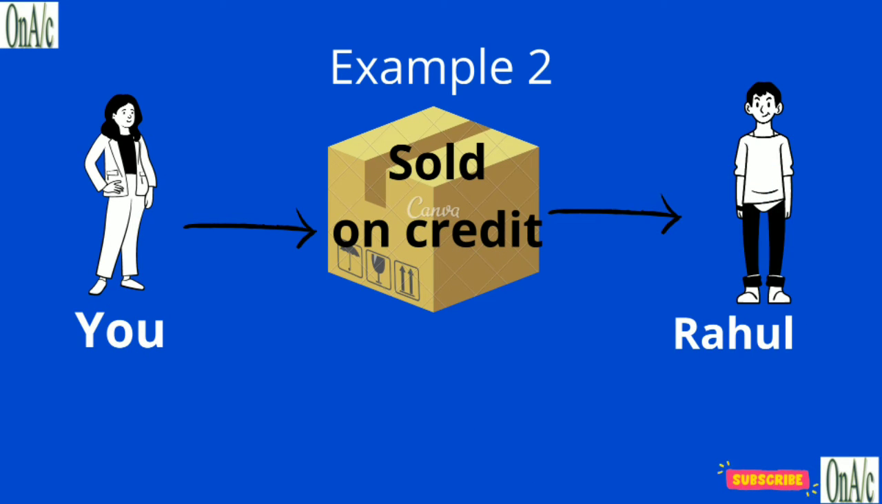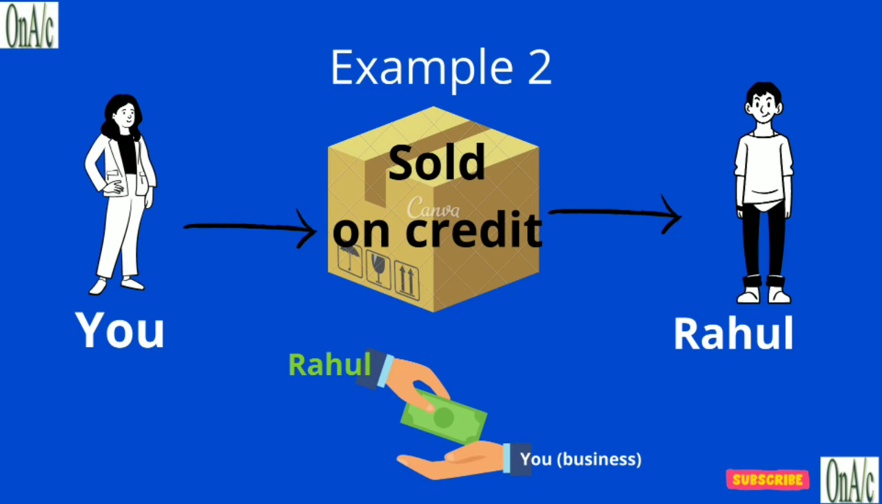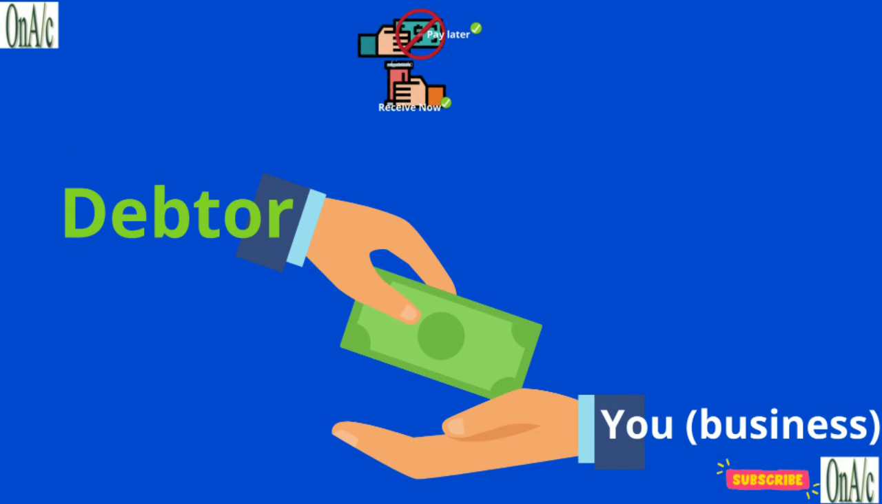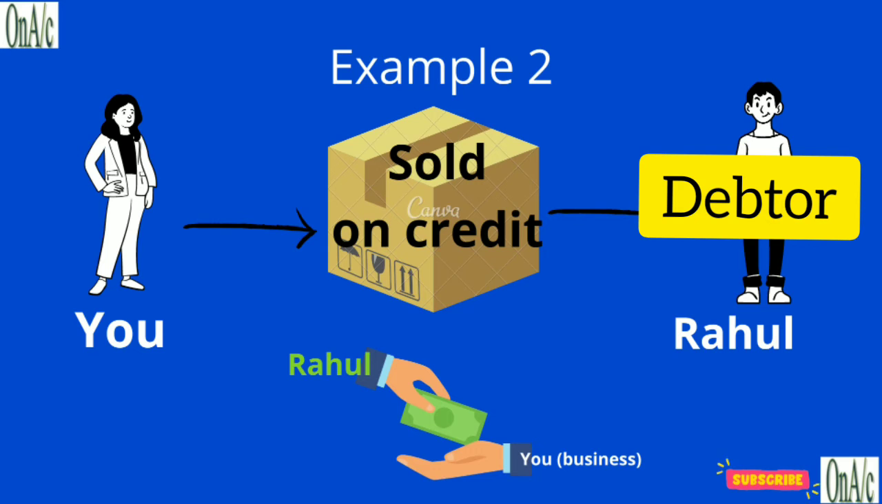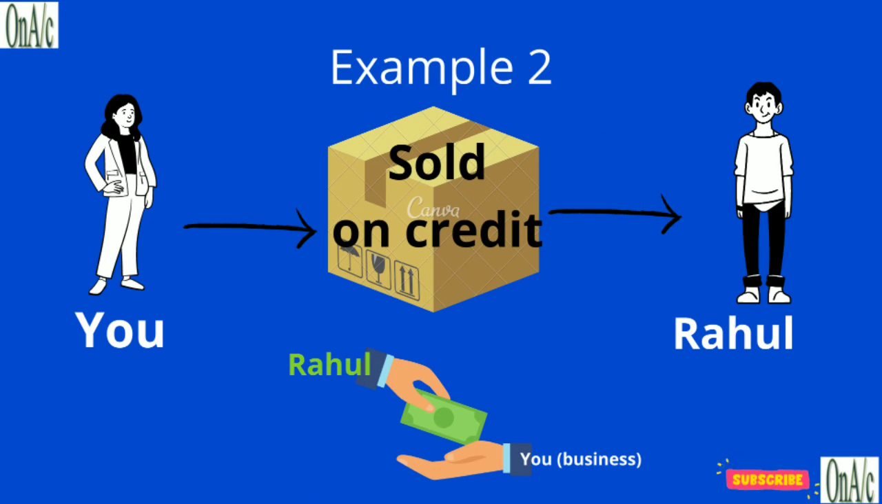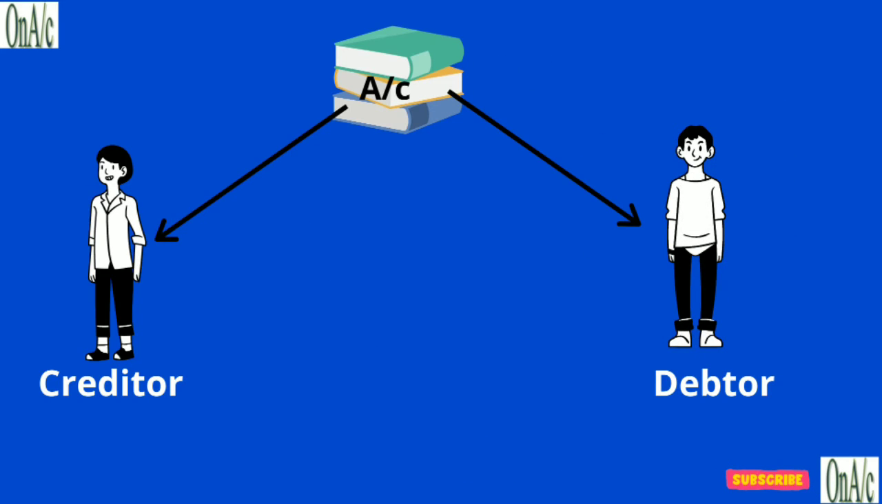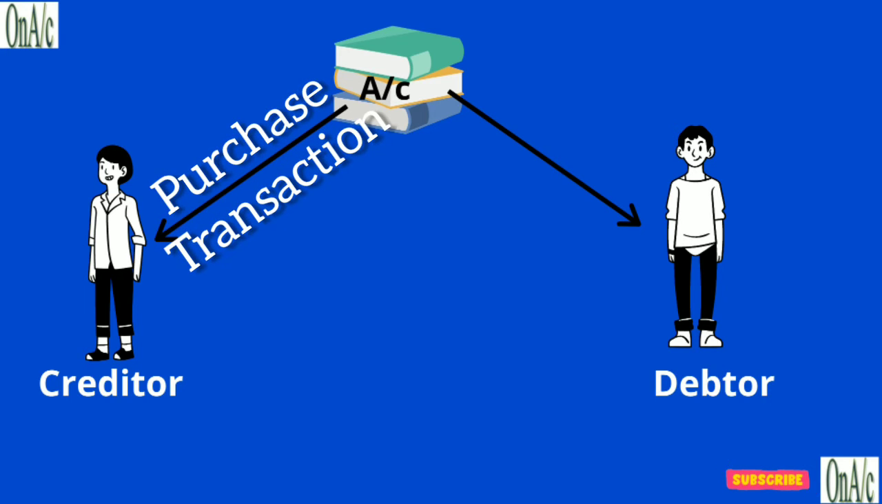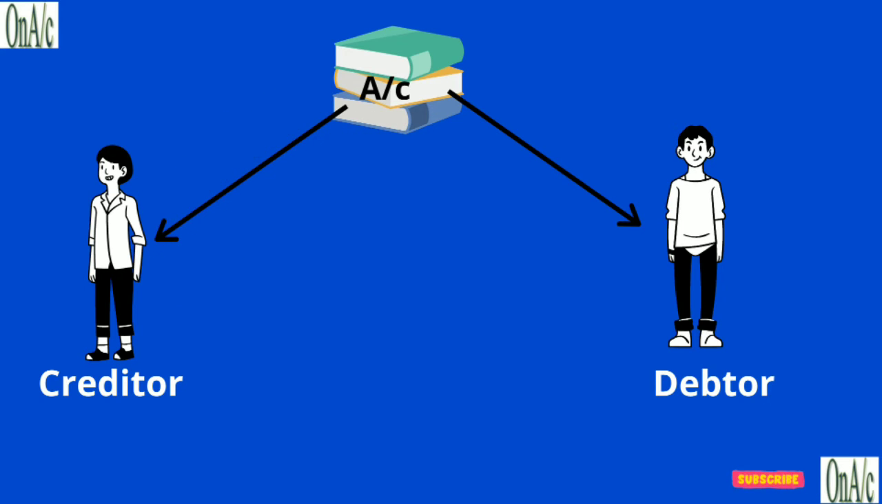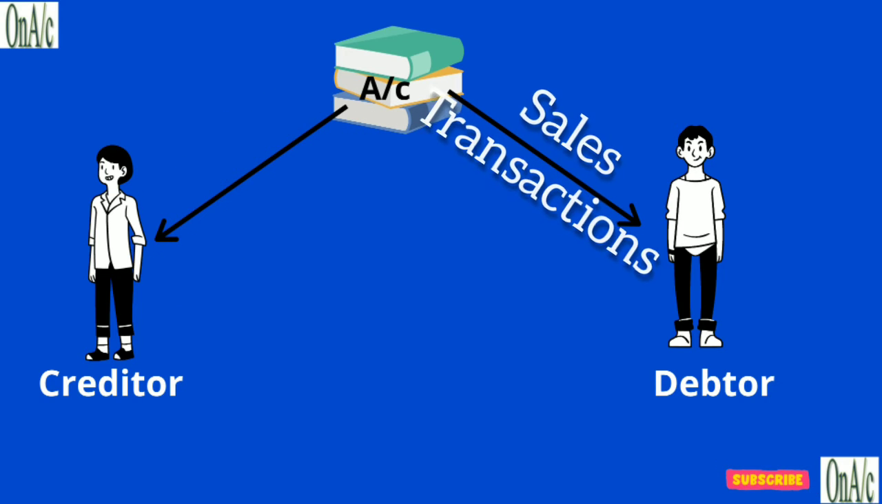Another example where you sold goods on credit to Rahul. Hence, Rahul owes money to you. So who is he? Look at a similar situation. By now you know Rahul is your debtor, who has to pay you. The easiest way to identify who is debtor or creditor in your books of account is to remember that all your credit purchase transactions consist of creditors, whereas all your credit sale transactions consist of debtors.